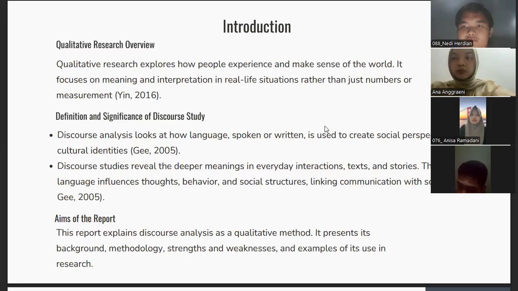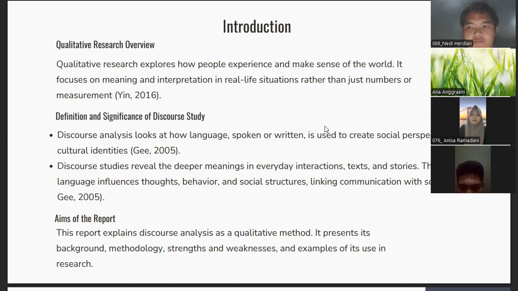Discourse analysis looks at how language, spoken or written, is used to create social perspectives and cultural identities. This method is really important because it can reveal the deeper meanings in everyday interaction, text, and stories, and it shows how language influences thought, behavior, and social structure, linking communication with society.